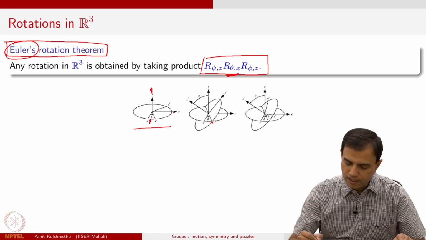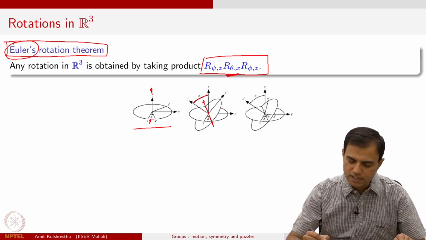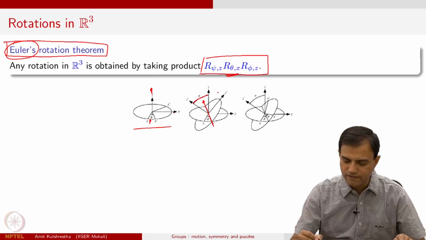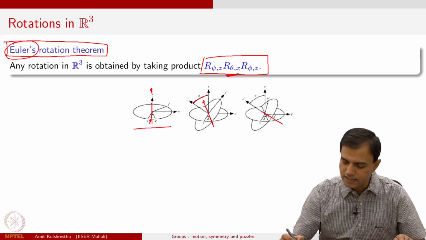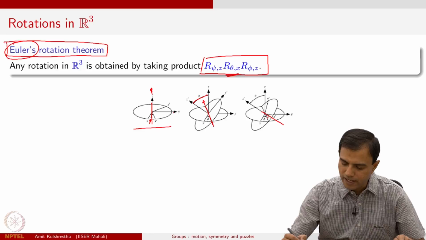This x is going to be fixed now, and this is going to be the axis, and the angle by which I am going is theta. So z will go to some z dash and y will go to some y dash. And then I keep this axis fixed. So here this was the axis, here this is the axis, and here in the third step, this is the axis. And how much is the angle? The angle is psi. I am just rotating by angle psi.